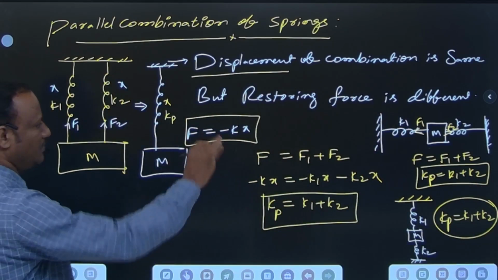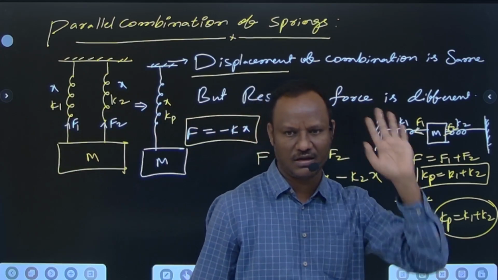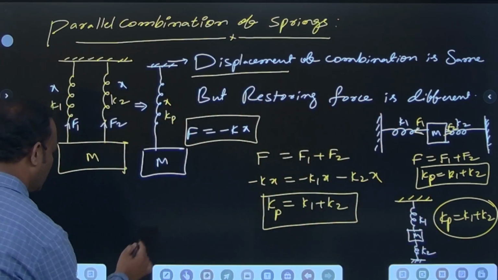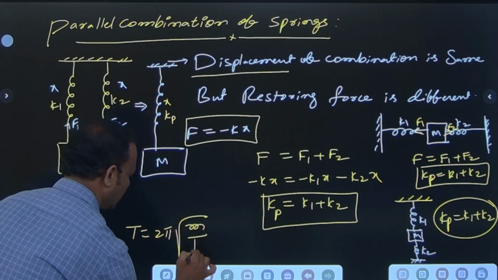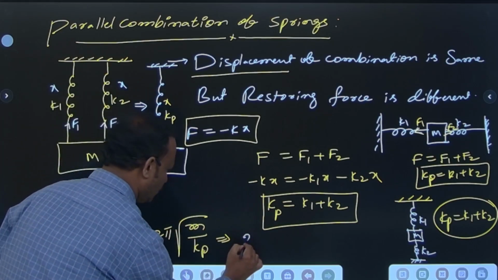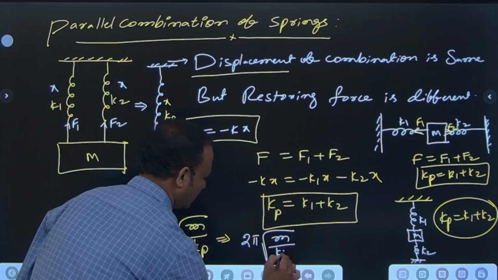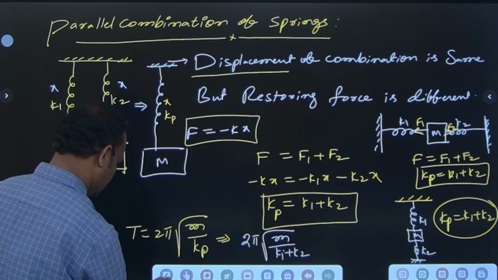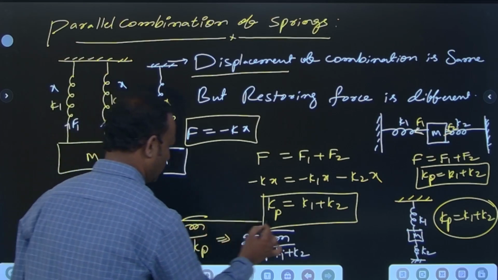Finally, what is the time period of the system? Either this or this or this, whatever, all are the same. Connected in what? Parallel. Then what is the condition? T is equal to 2 pi under root of m by Kp. It means 2 pi square root of m by, what is the K? K1 plus K2. This is a very important relation we can talk on.